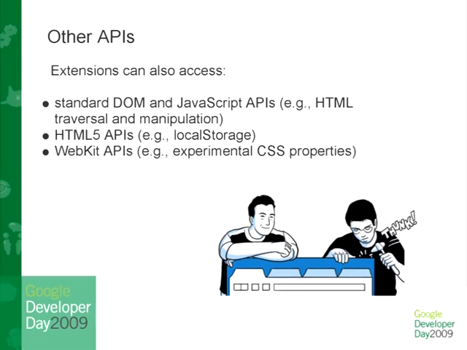So I want to touch on a few other APIs that are quite useful when you're building an extension. And again, you've heard me say this a bunch of times now. Extensions are web pages, so they can use any of the APIs that other web pages have access to. So first, we have standard JavaScript and DOM APIs, which let you traverse and manipulate the different pieces of your extension. Next, we have the HTML5 API. So all the HTML5 pieces that Google Chrome supports, you can use in your extensions.